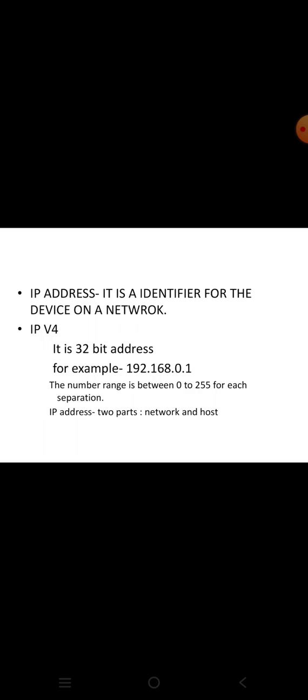The IP address consists of two parts. One is the network portion, the other is the host portion. This is the example shown here. All the devices have their own IP address. They are connected together. This is the network.